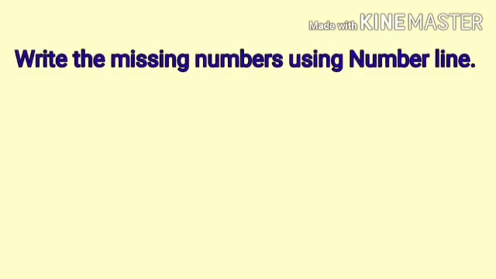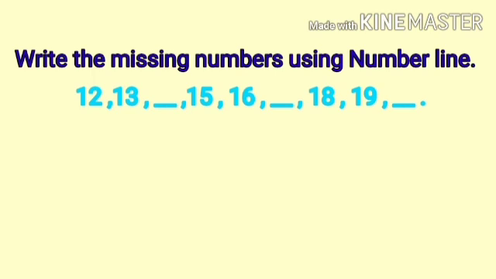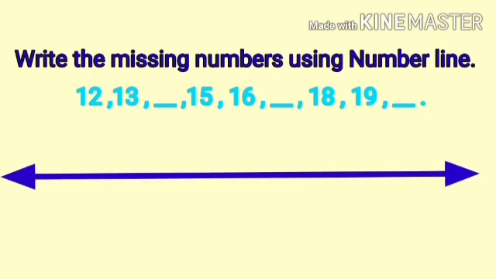Let us see the last question, that is on missing numbers. Read the missing numbers using number line. Here we have 12, 13, 15, 16, 18, 19 along with 3 blanks. Now we have to arrange these numbers on the number line. Next we have to identify the missing numbers. First we should draw a number line.